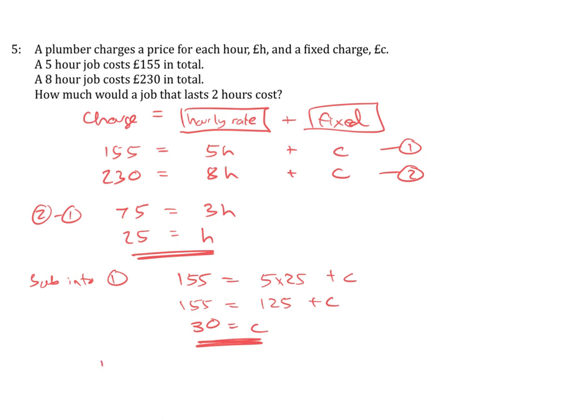So his total charge, the total cost, will be equal to 25 times the number of hours plus 30. Now the last line of the question says, how much will a job that lasts 2 hours cost? So H equals 2. So my total cost is 25 times 2 plus 30. Total cost is going to be £80.